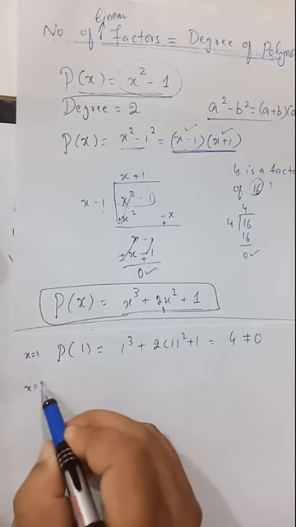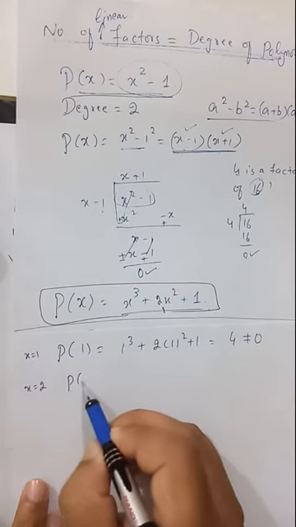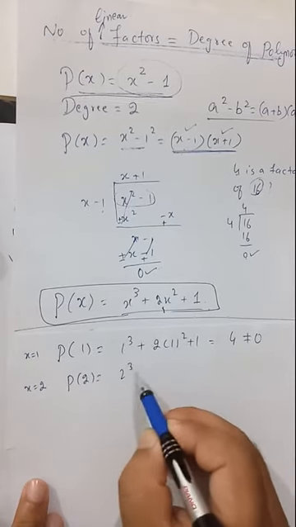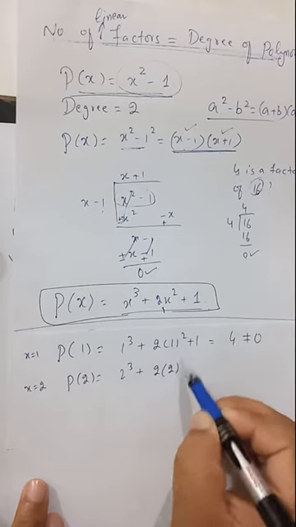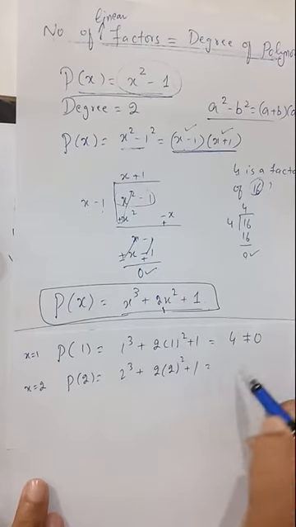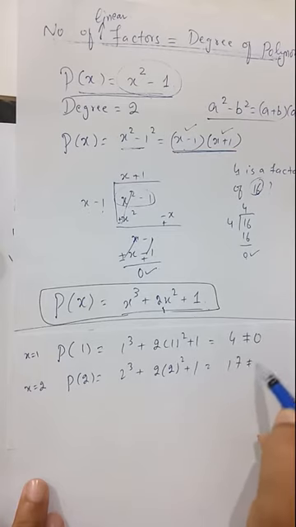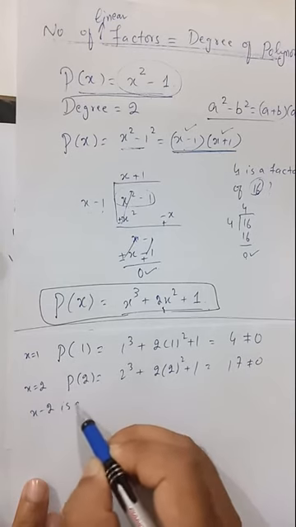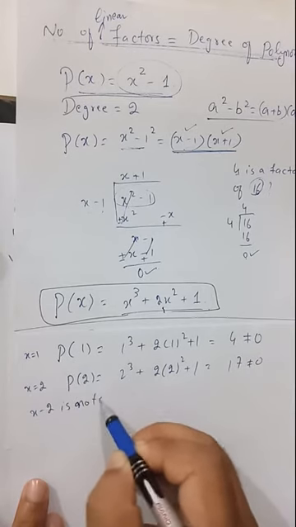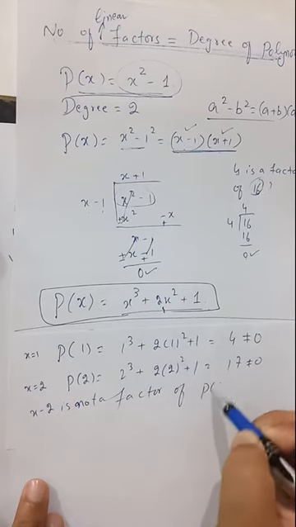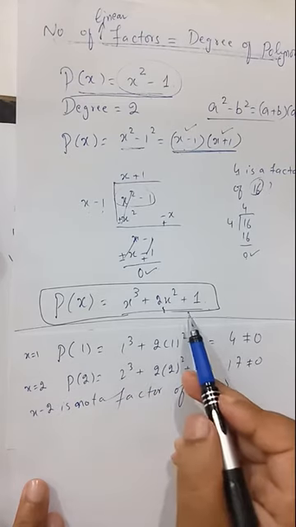Now if I put x is equal to 2, you will get 2 cube plus 2 into 2 square plus 1, so 8, this is 4, 8, and this is 1. So this is 17, not equal to 0. So x minus 2 is not a factor. x minus 2 is not a factor of P of x, which is actually x cube plus 2x plus 1.